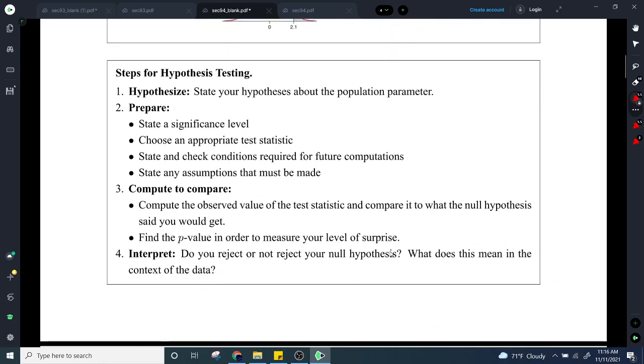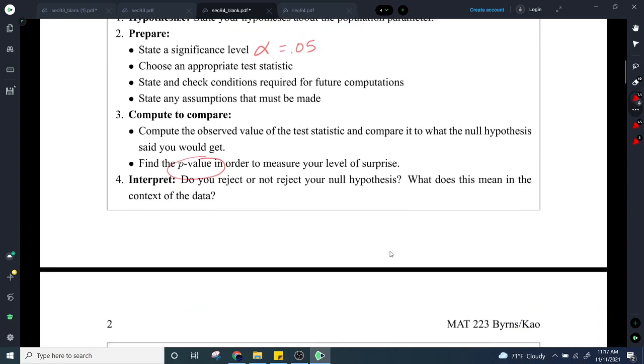Our preparation steps for getting ready to do our hypothesis tests are exactly the same as they were back in chapter 8. You're going to start off by stating your hypotheses. You're going to prepare by choosing a significance level. Remember, that would be your alpha. Usually we use 5%, but sometimes they'll tell you to use something else. Figure out your test statistic, which was the z-score. Now it's going to be a t-statistic instead, but it's the same idea. Check conditions and state any assumptions. Compute, which is usually going to be done in StatCrunch. We're going to find the p-value just like we did earlier. We want to decide if that p-value is smaller than our significance level, and then make a decision on whether or not to reject or fail to reject the null hypothesis based on that p-value.